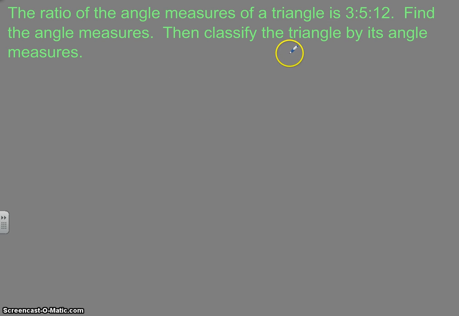The ratio of the angle measures of a triangle is 3 to 5 to 12. Find the angle measures. Okay, so 3 to 5 to 12. That's going to equal 180. Add. We got 17, 18, 19, we got 20. 20x equals 180. X equals 9.